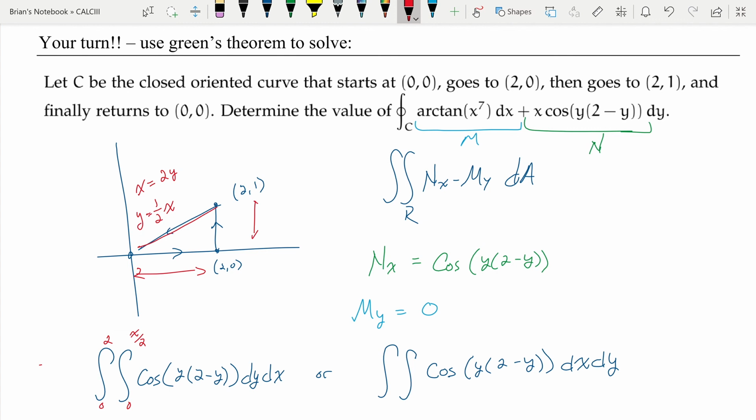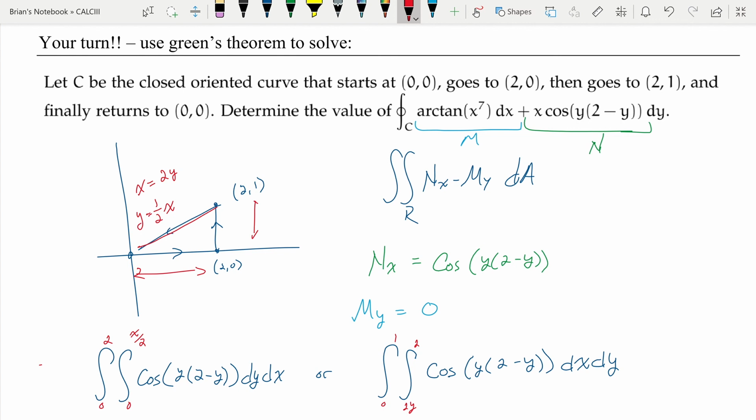Okay, now let's look at the y, or the right-hand side. So we have, start with dy. Our y is going from 0 to 1, and our x, now we're doing horizontal slicing. So our x goes from 2y to 2.